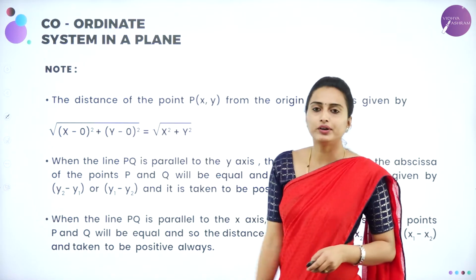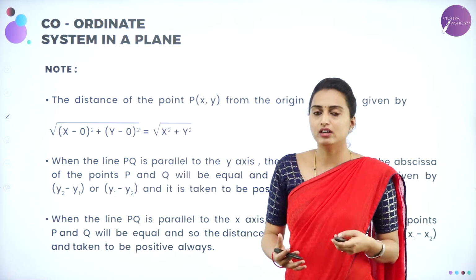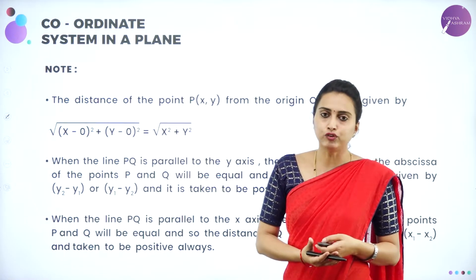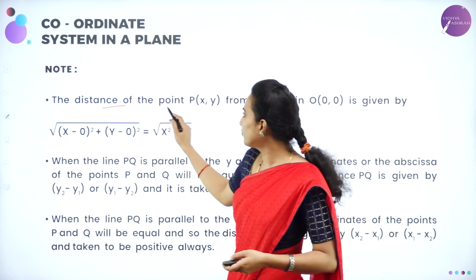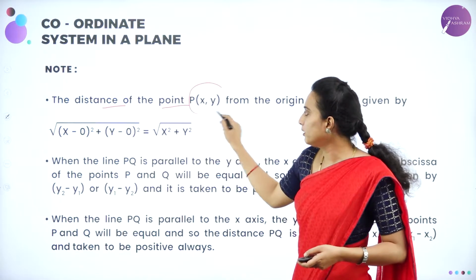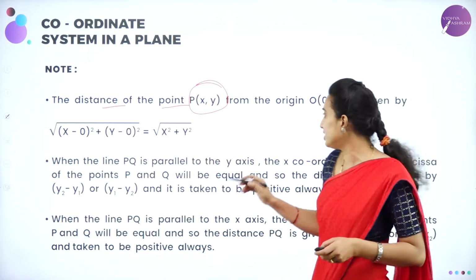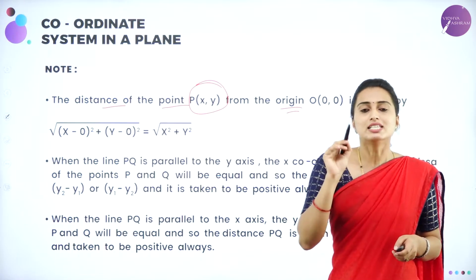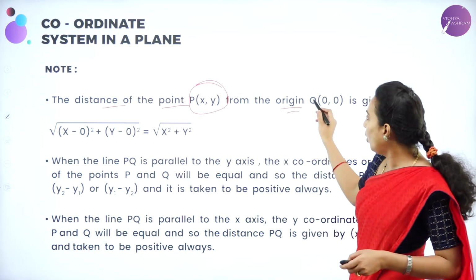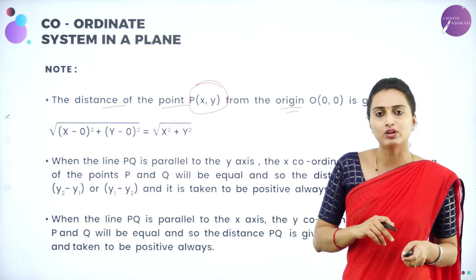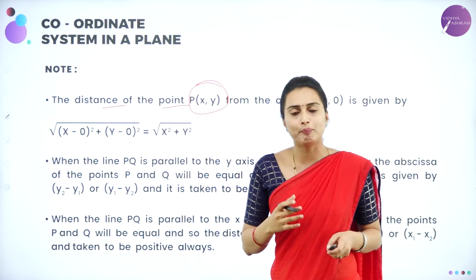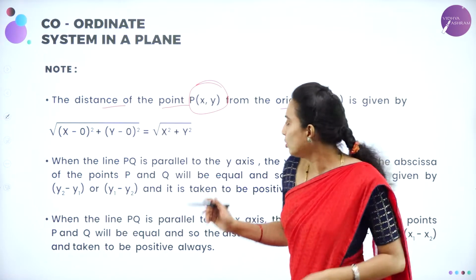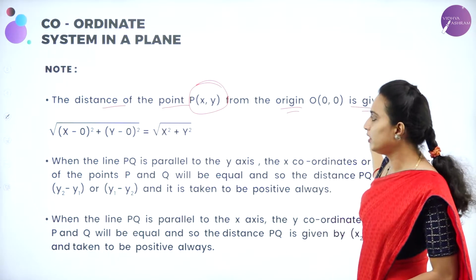Now let us move on to what we can have as a note under the distance formula. Here, the distance of the point P of x comma y from the origin. What is the origin? Origin will always be 0, 0. So this is O of 0, 0, because we always represent points by capital letters. So the distance from O of 0, 0 is given by what?